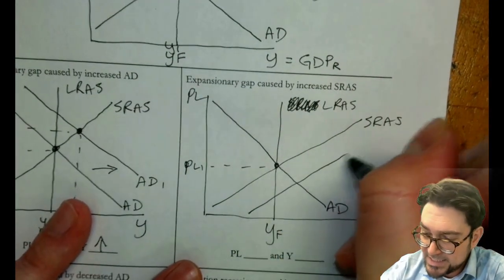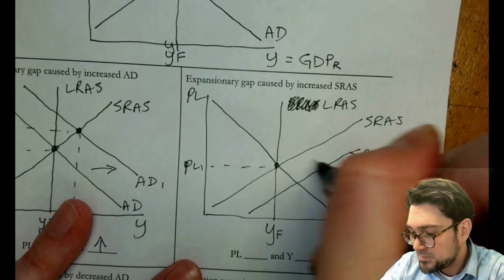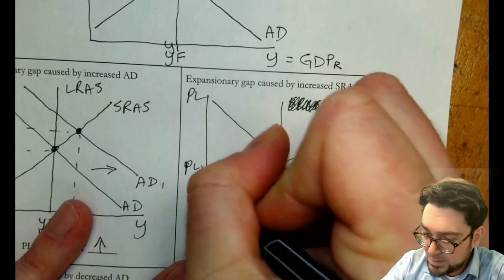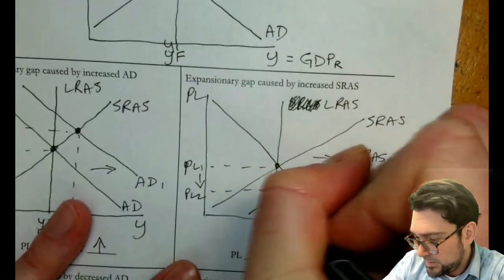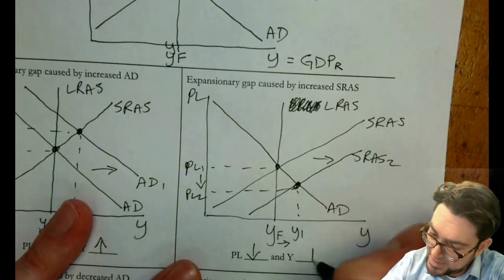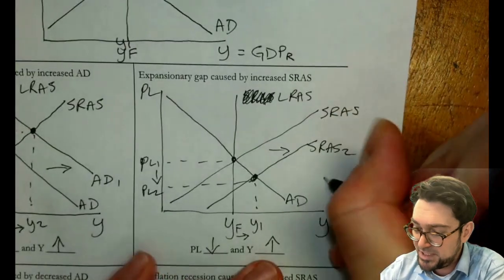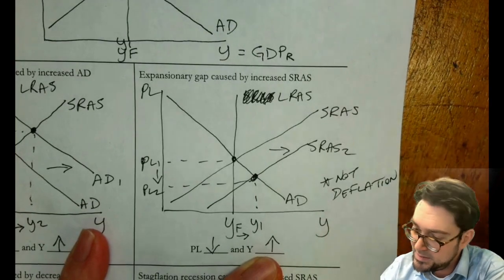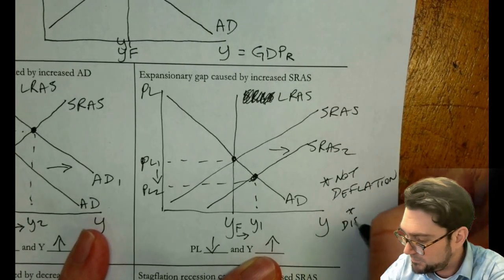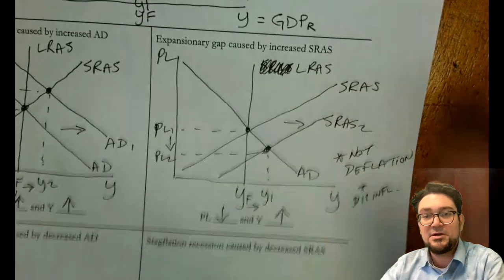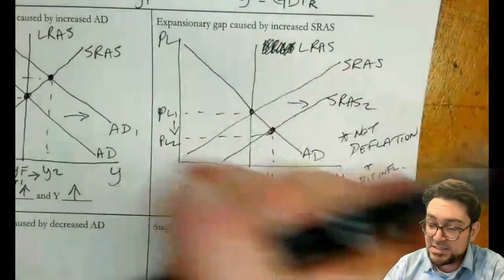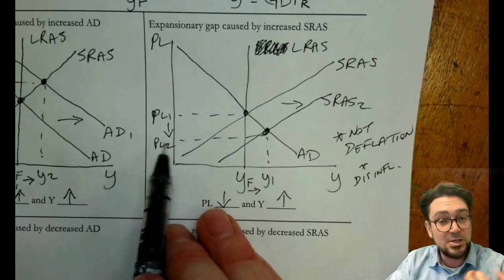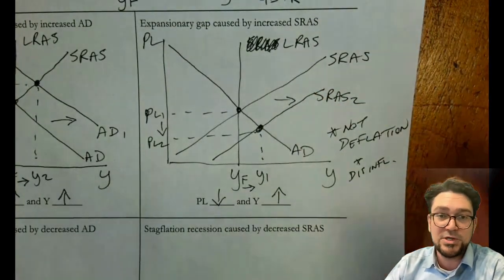And if there's more SRAS, that's a shift to the right as well, right? But that's going to actually cause there to be more output and lower price levels. That doesn't necessarily mean deflation. It could just be disinflation. So this may not necessarily be a bad thing. And in fact, this is often a really, really good thing, right? So you might be moving from price level increases that are quite high to a little bit lower, and at the same time, you have more real output in the economy.